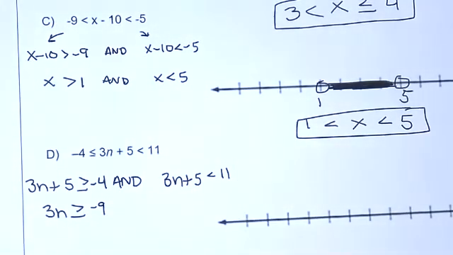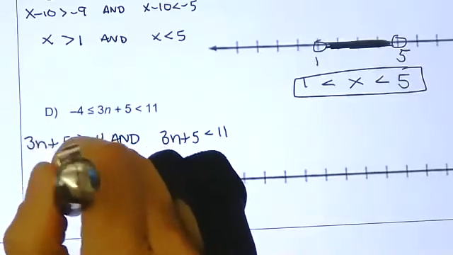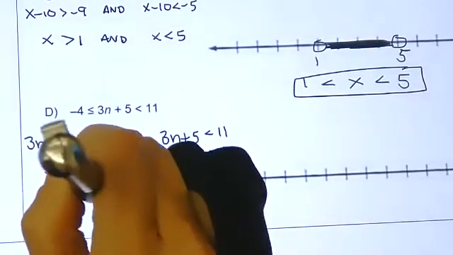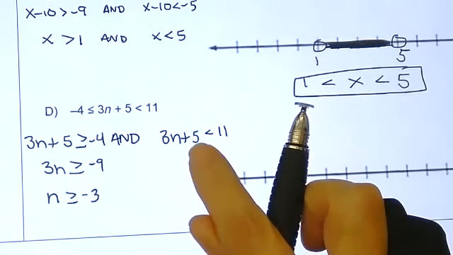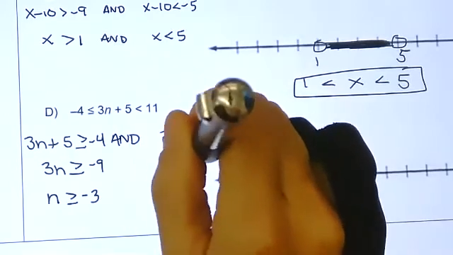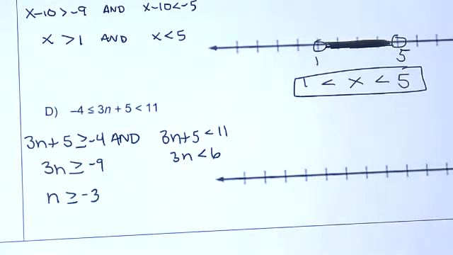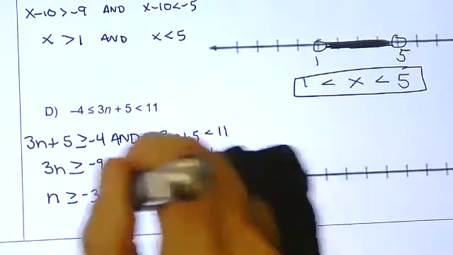Okay, now I'm still not divided by a negative. This number is negative, but I'm going to divide by 3. So when I divide by 3, I still get greater than or equal to -3. Over here, subtract 5 from both sides. So 3n is less than 6. I'm still dividing by a positive number. Divide by 3, and I get n is less than 6.